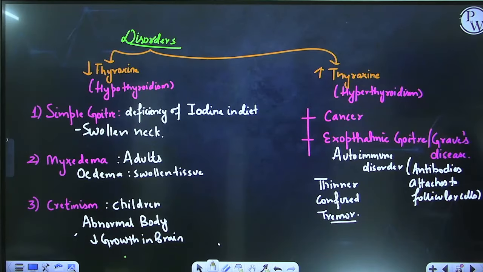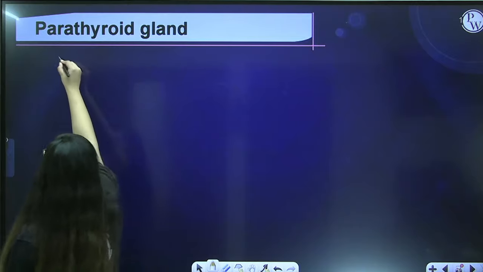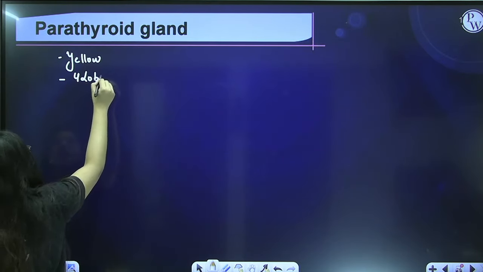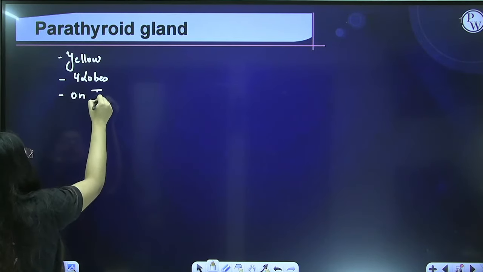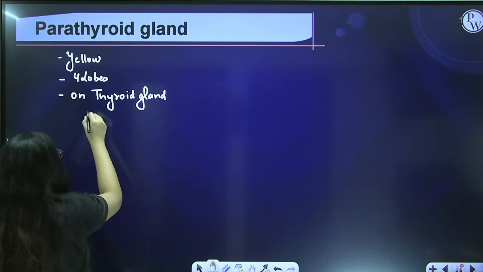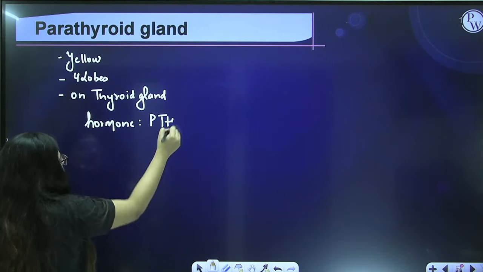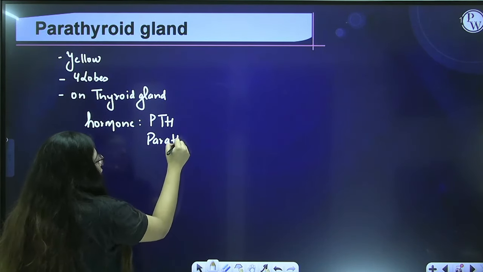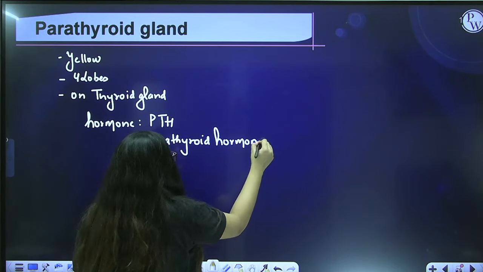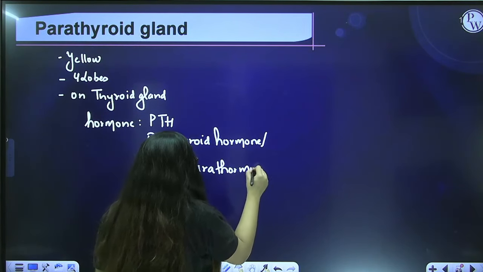Next, we are going to talk about the parathyroid gland. Now, as you know, the parathyroid gland is yellow in color, and it has 4 lobes, and it is present on the thyroid gland. So, what's the hormone secreted by this parathyroid gland? The name of the hormone is PTH, which is parathyroid hormone. Very simple to learn, right? Sometimes it is also known as parathormone.